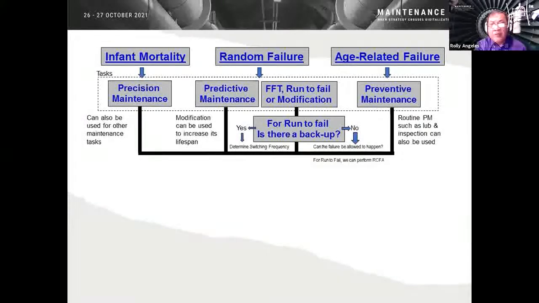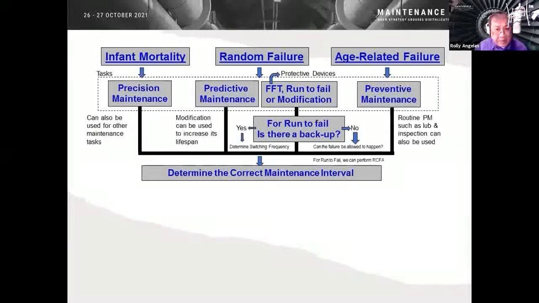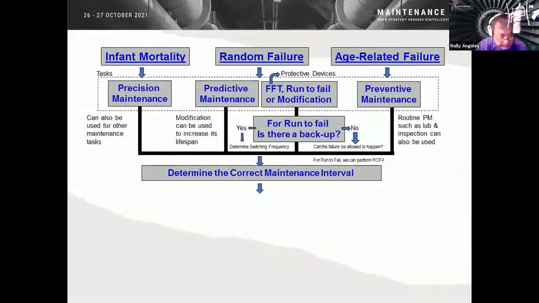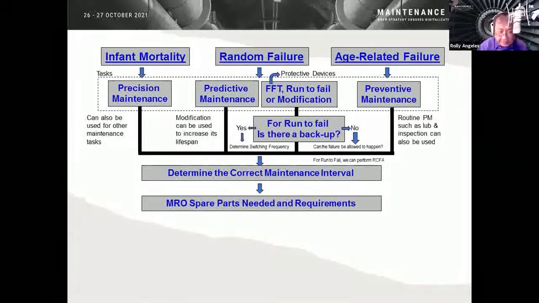And for run to fail, we can adapt or perform another strategy, which is called root cause failure analysis. For failure finding tasks, this can be done on protective devices. Once we have determined the maintenance task, then we can derive the correct interval for performing this task. Once we derive the correct interval, then we can address the spare parts requirements needed on our equipment.